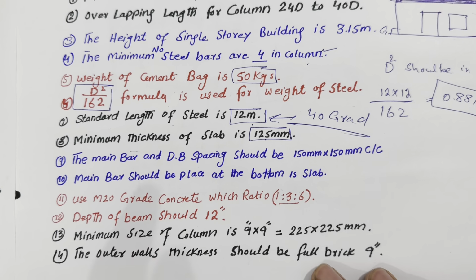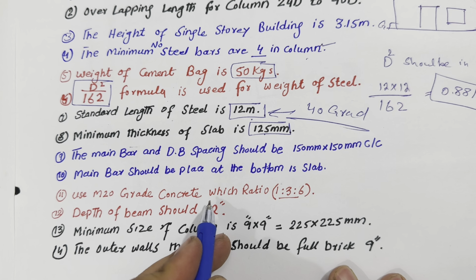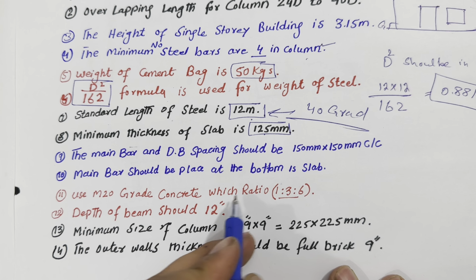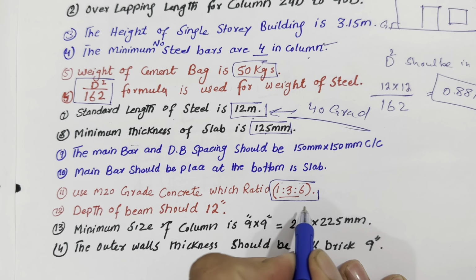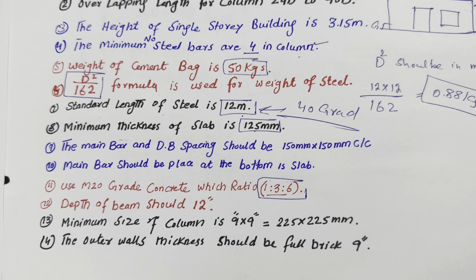The next one is guys about grade of concrete. Use M20 grade of concrete in RCC slab, beam and column, also in foundation, which ratio is 1:3:6. 1 is cement, 3 is sand, and 6 is aggregate, or you can say crush.